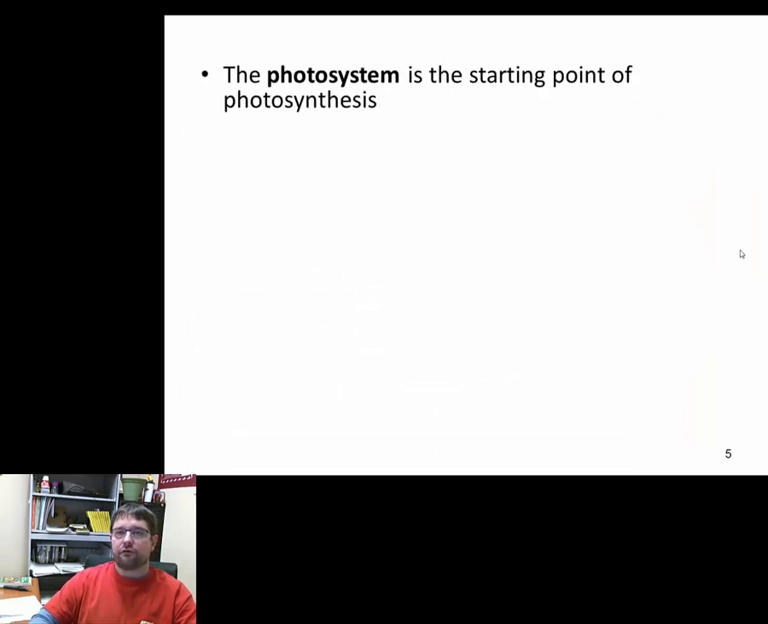Photosynthesis is broken up into what we call photosystems. There are two photosystems: photosystem 2 and photosystem 1, and that's the order in which they appear. Photosystem 2 is first, then photosystem 1. We can get into why that is later, but it's not all that important.